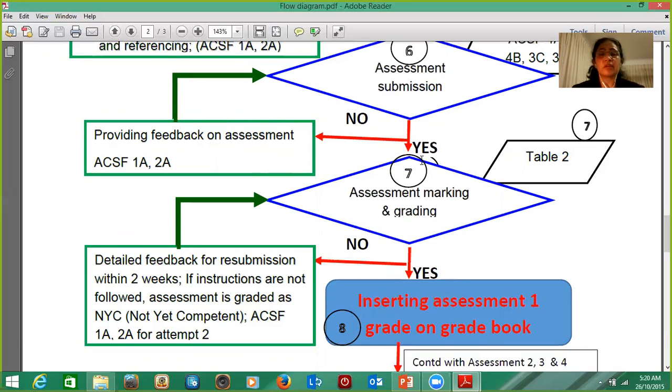The only difference is that if an assessment is resubmitted, it will never go to performance grading. That means a student cannot get performance with merit or distinction. It ends up with competent only. So that's for the first assessment.